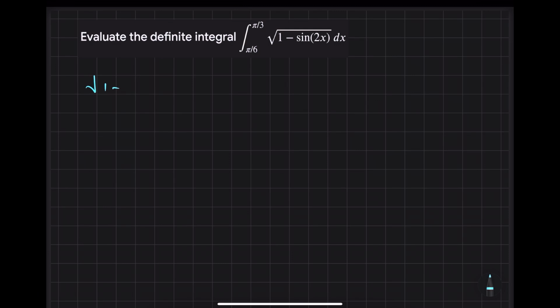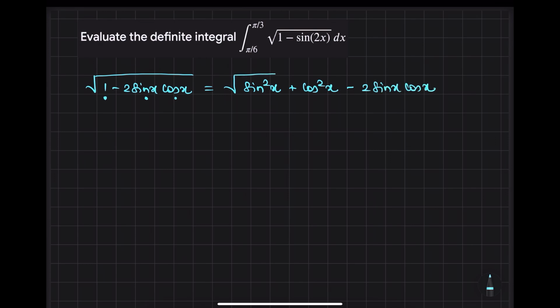Can you write sine 2x as 2 sine x cos x? I hope till this part you guys are okay. Now look at this. You have sine and cos together, so can I write this one as sine square plus cos square? So it is sine square x plus cos square x minus 2 sine x cos x. I hope till this part you guys are okay.